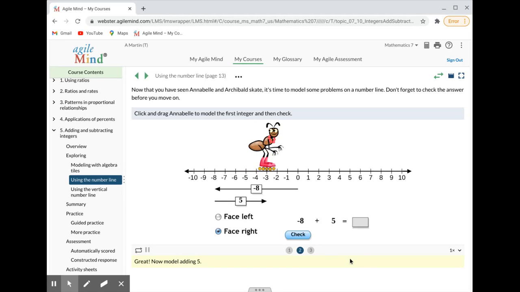And so what did we get? Negative 3. Good. Does anybody have a question about why the answer is negative 3? Everybody feels pretty confident? Make sure you give me a thumbs up if you feel confident. If you don't, throw me a thumbs down. Don't be afraid to let me know.